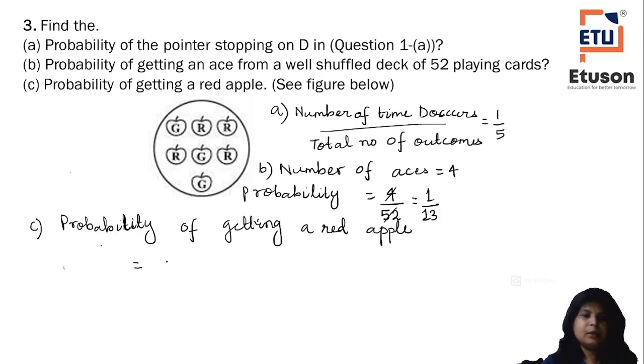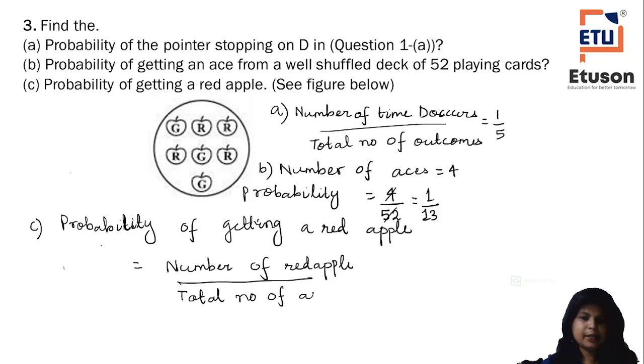It is equal to the number of red apples divided by the total number of apples, which is the combination of what? Green and red together. Okay, so it will be equal to how much? 4 divided by, let us count. The number of green apples is 3 and the number of red apples is 4. So it is 7. So the probability is 4 by 7.